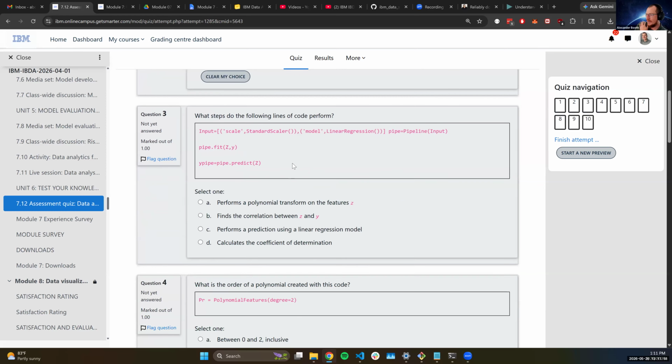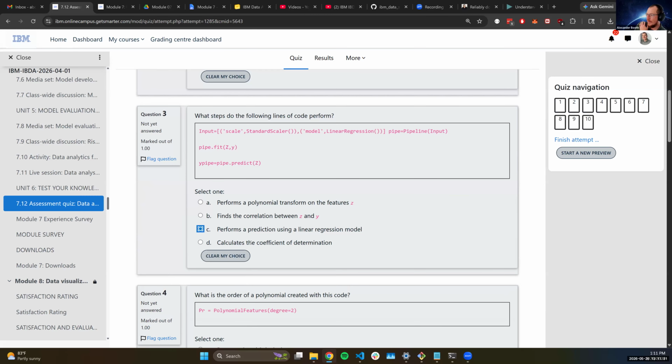What does this pipeline do? We do a scalar and then we do a linear regression. No polynomials, no correlations. It does do a prediction. It doesn't calculate the R squared value, but it does do a prediction. So I think it's C.